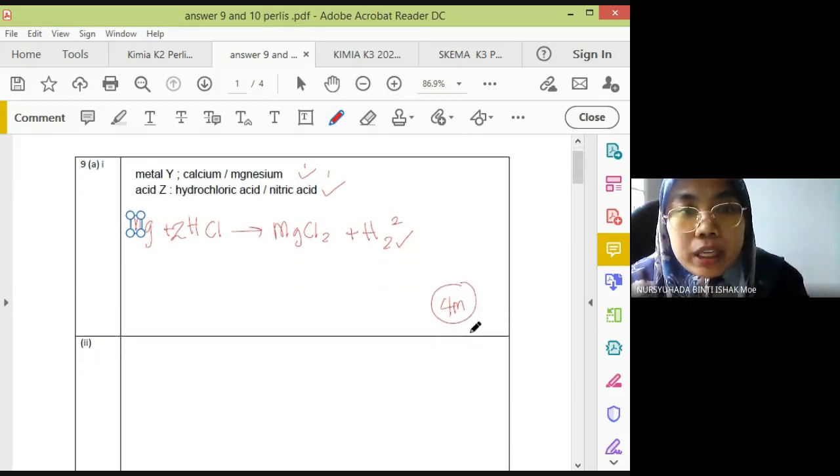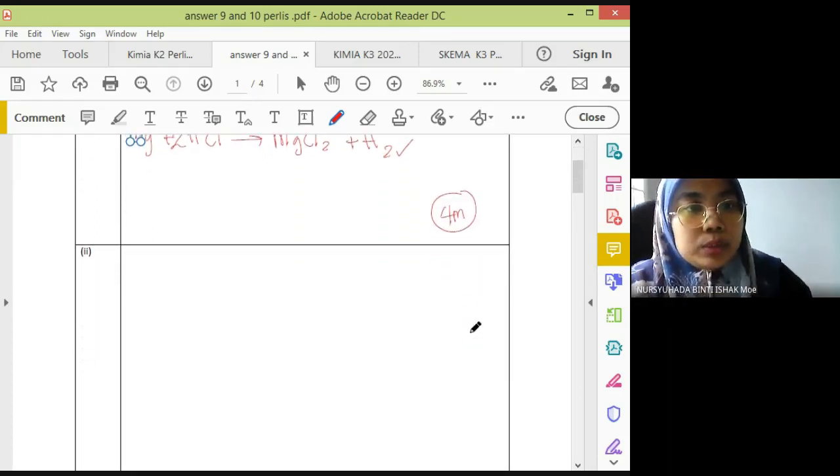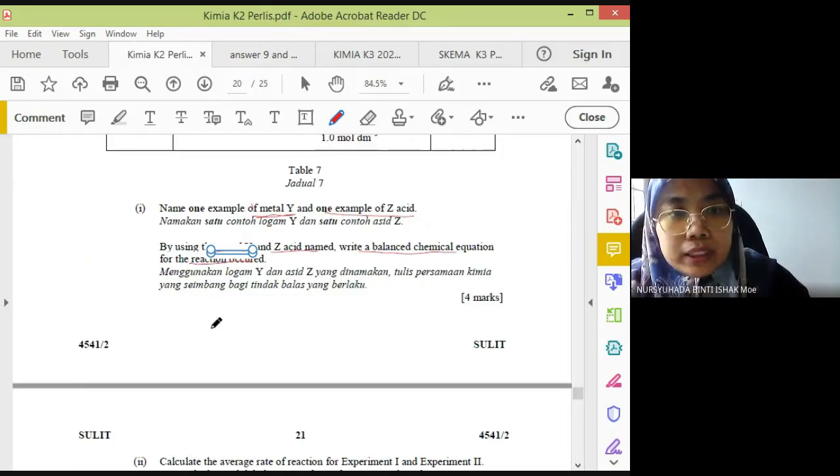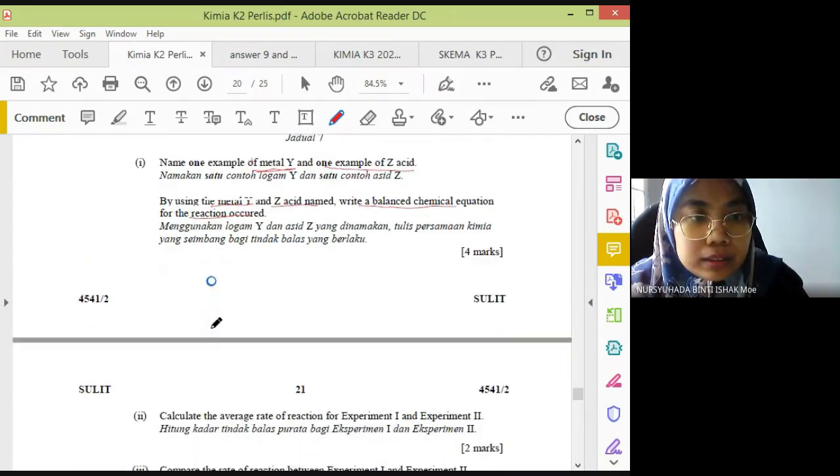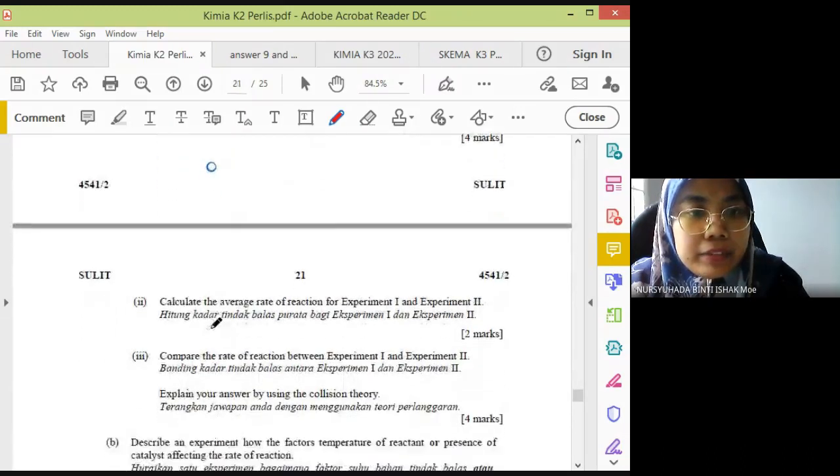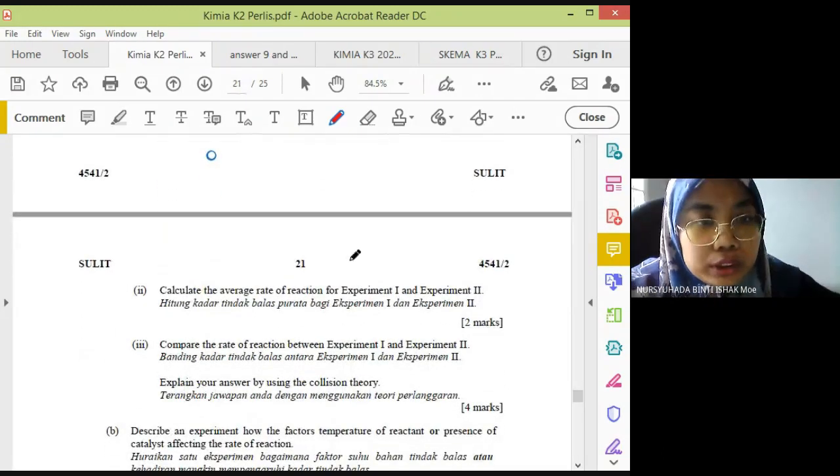Okay, very good. Now we go to 9A2. Next. Calculate the average rate of reaction. Dia minta kamu calculate the average rate of reaction for experiment 1 and experiment 2.